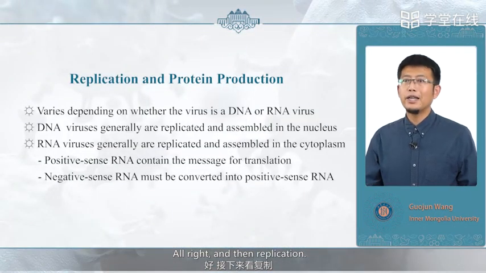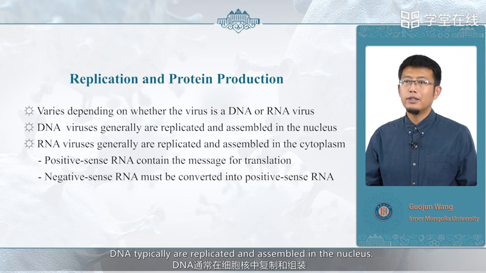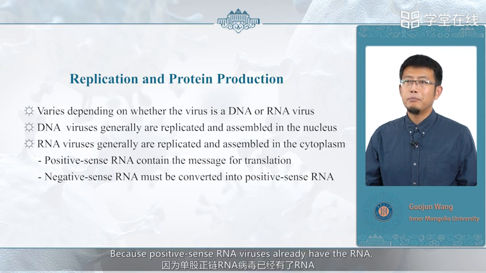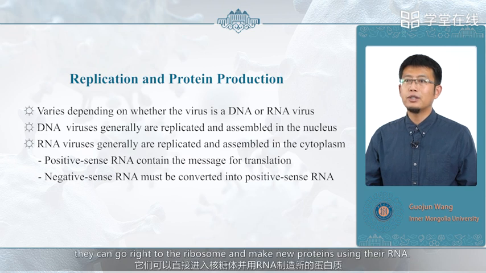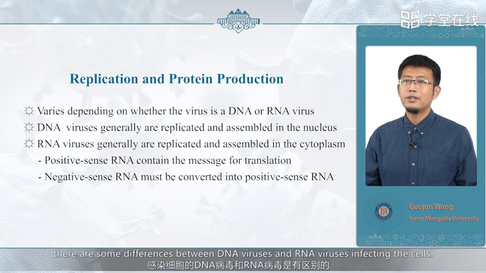Alright, and then replication. DNA viruses and RNA viruses replicate in different spots. DNA viruses typically are replicated and assembled in the nucleus, and RNA viruses generally replicate and assemble in the cytoplasm. Because positive sense RNA viruses already have the RNA, they can go right to the ribosome and make new proteins using their RNA. However, the negative sense RNA must be converted into the positive sense. Just keep in mind that there are some differences between DNA viruses and RNA viruses infecting the cells.